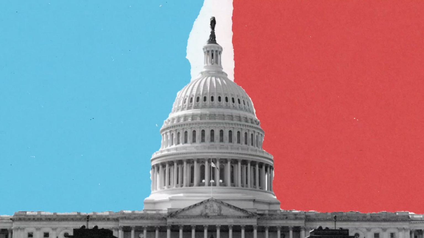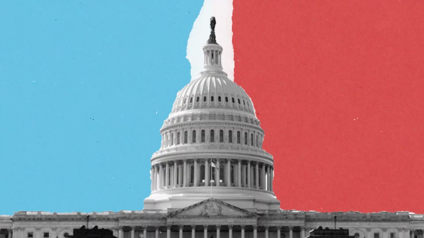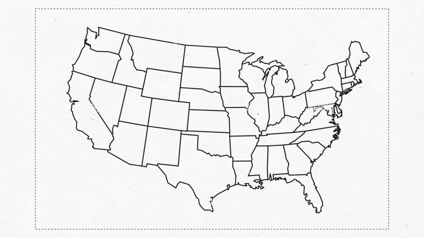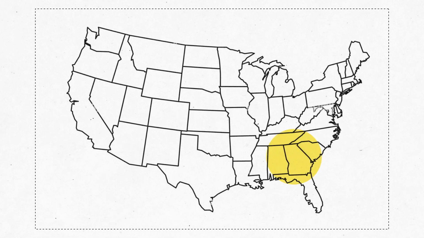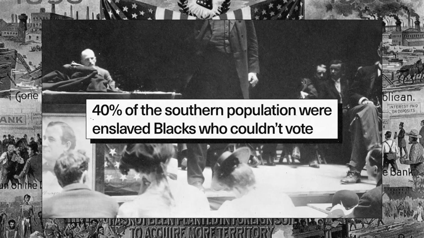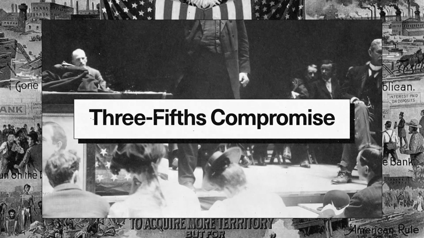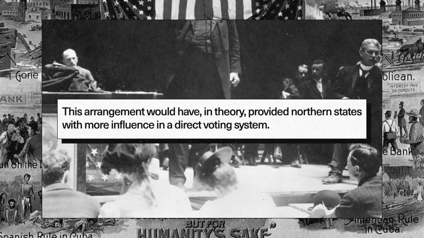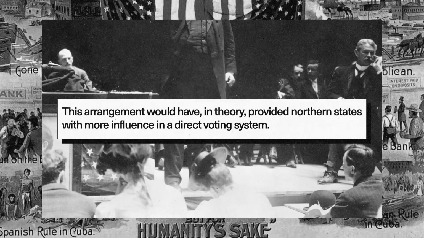The Electoral College would act as an intermediary that would take the people's will into account, but would also protect against majoritarianism. And while this system was designed with good intentions, some scholars suggest that the system was designed to appease southern states. At that time, around 40% of the southern population were enslaved blacks who couldn't vote, yet 60% were included in population counts due to the 3/5 compromise. This arrangement would have, in theory, provided northern states with more influence in a direct voting system.